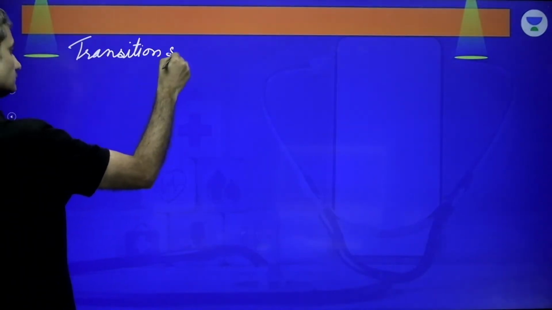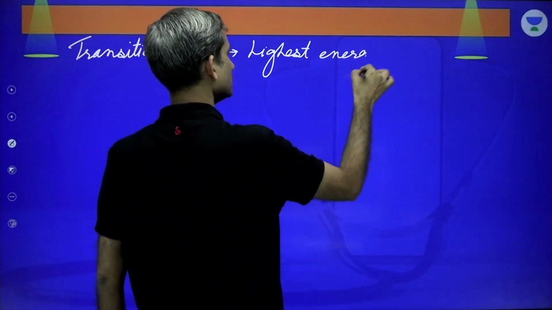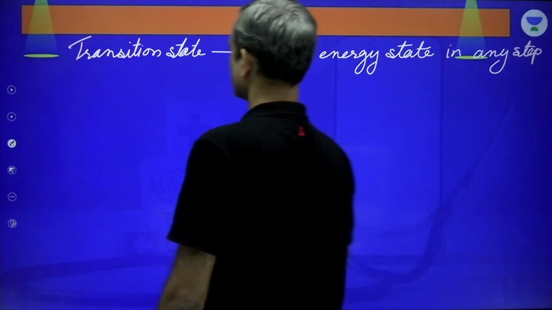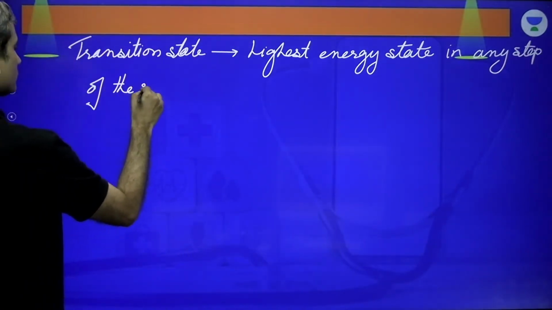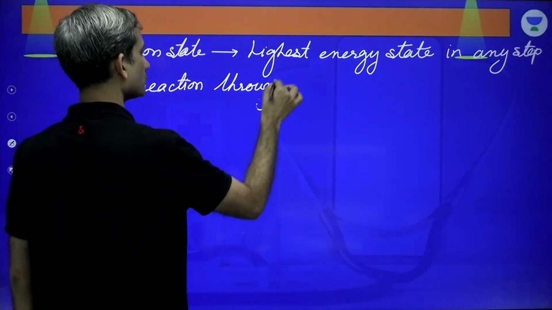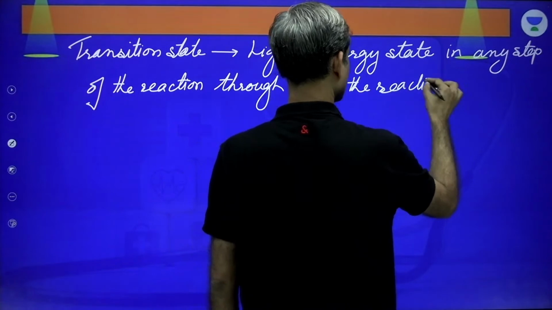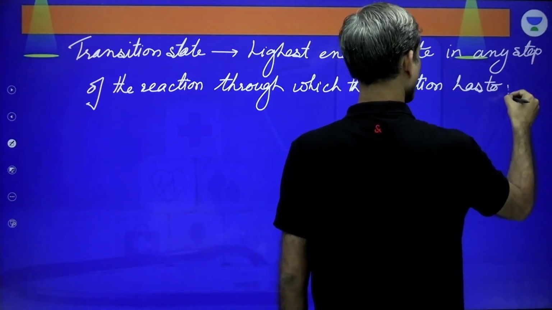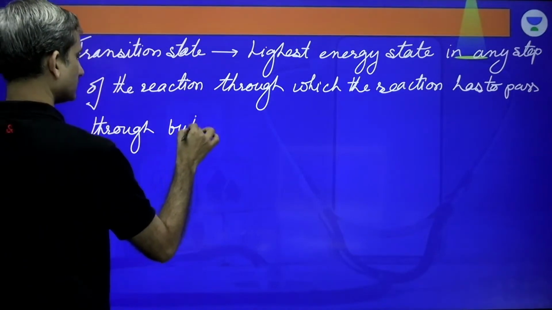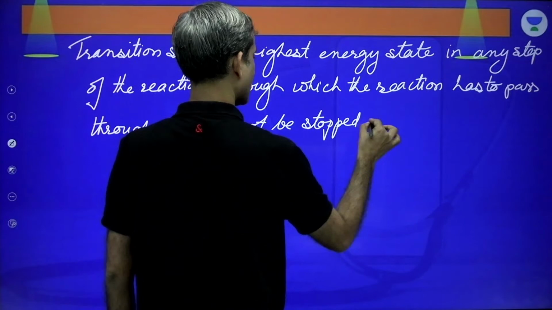Transition state. It is the highest energy state in any step of the reaction through which the reaction has to pass through but cannot be stopped at. Okay?